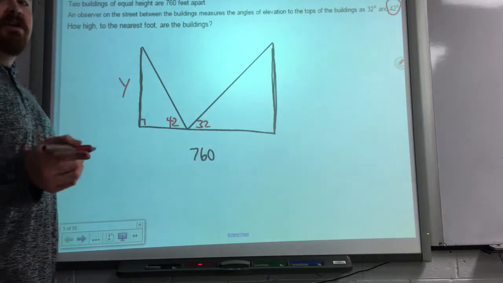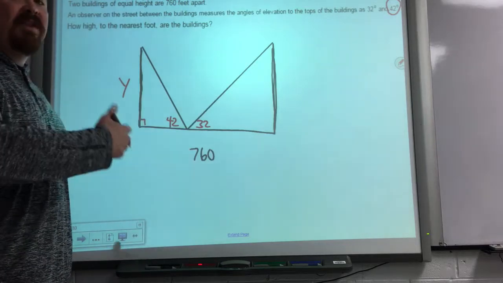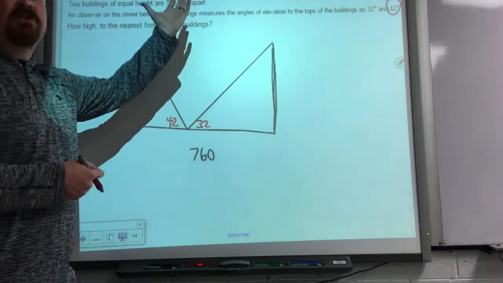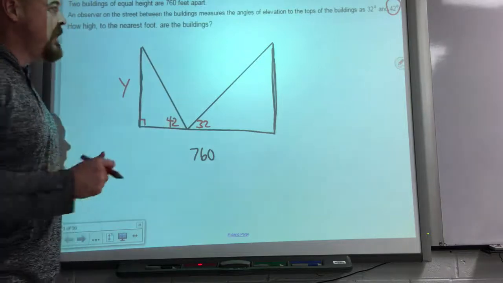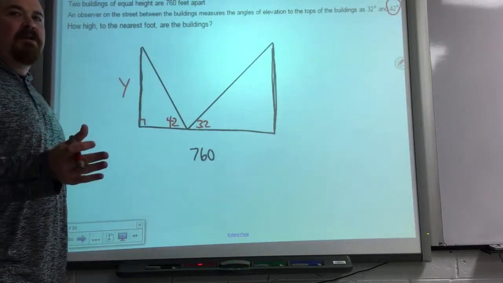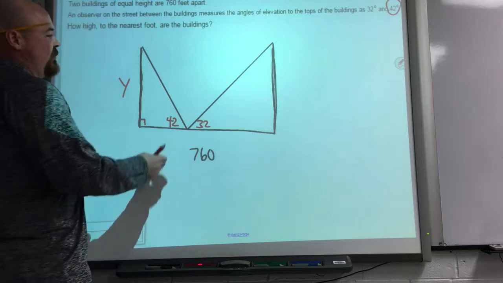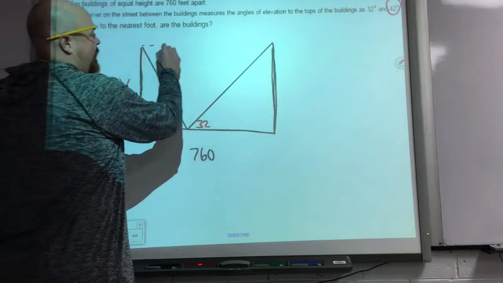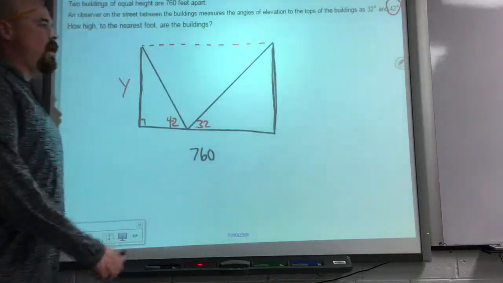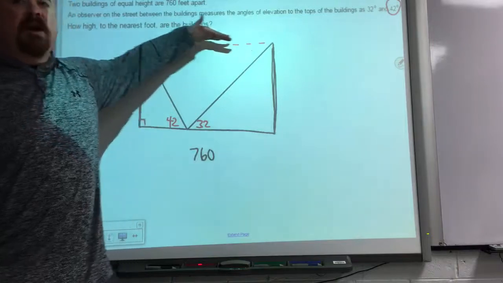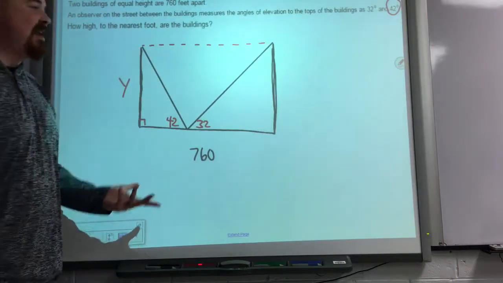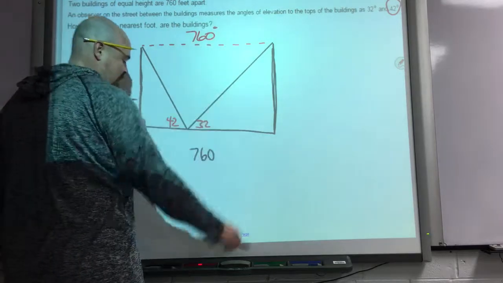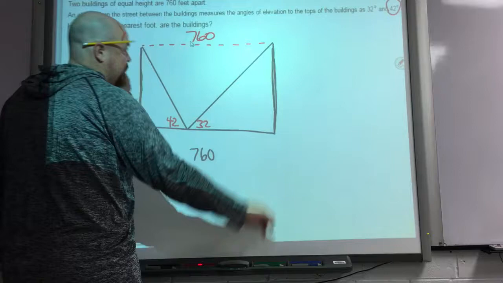So there's one thing here that I hope you've learned up to this point: when you're doing a problem like this with angles of elevation or anything real-world based, you're going to have to add to the drawing a little bit. In other words, you have to look at what's not there. And what's not there is, if I draw that length right here connecting the tops of the two buildings, what is that length? That's the same as this. So that's 760 feet.